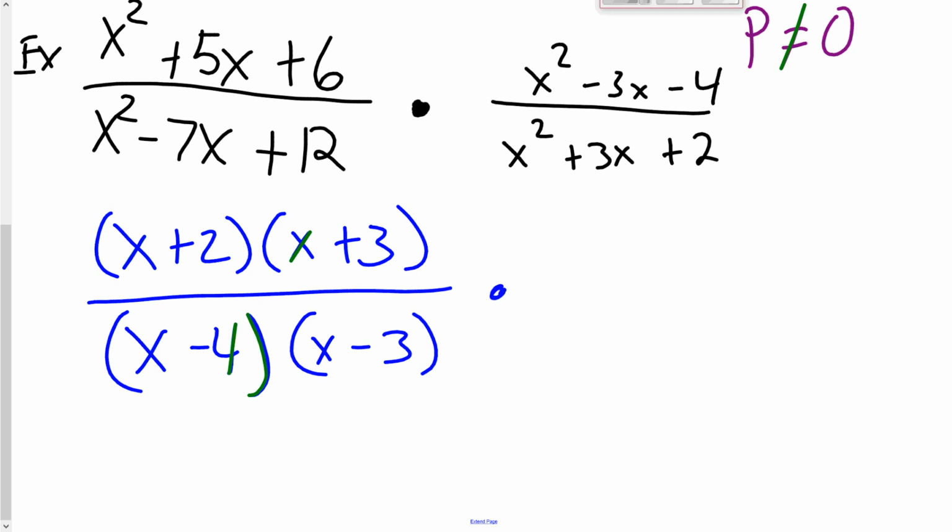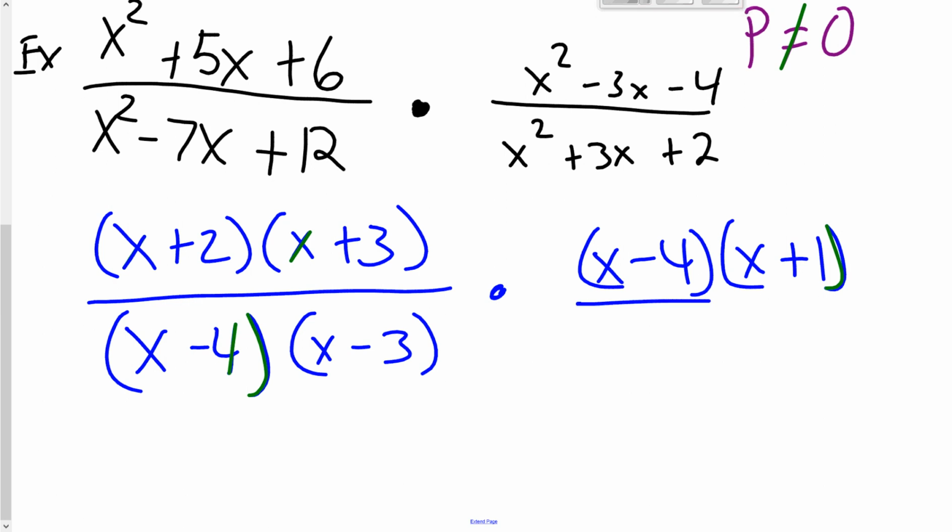Okay, what about the top one? Top one on the right, what does that factor to? Yeah, x minus 4 and an x plus 1. Okay. So then on the bottom, what does that factor to? X plus 2 and an x plus 1.